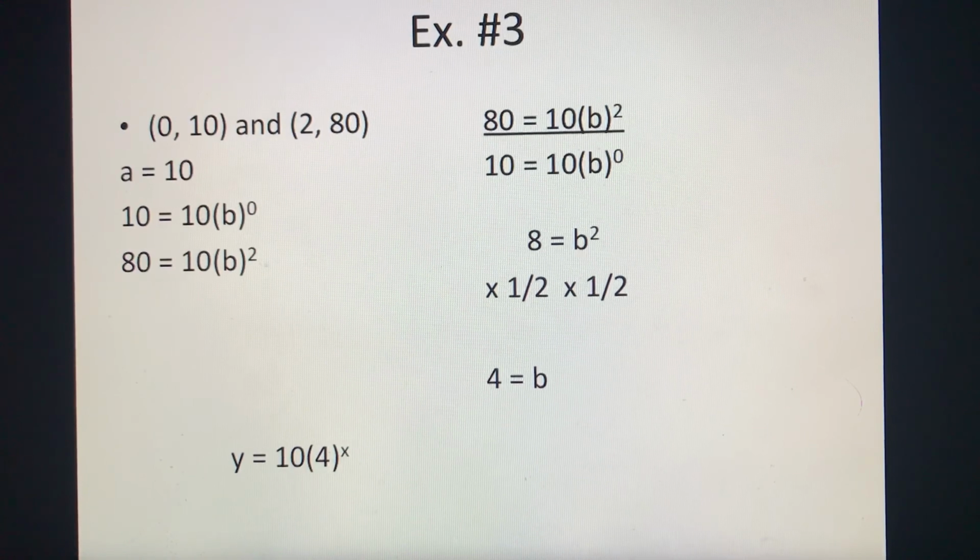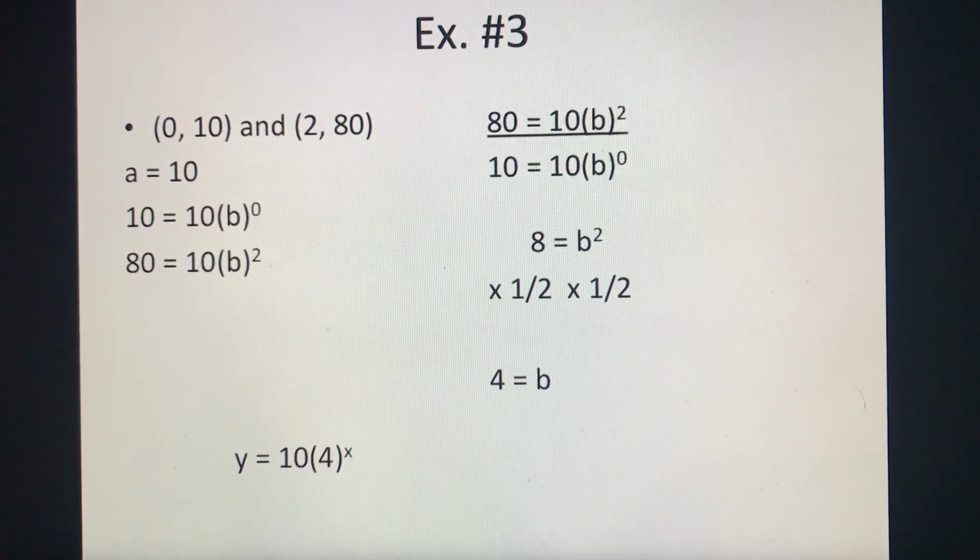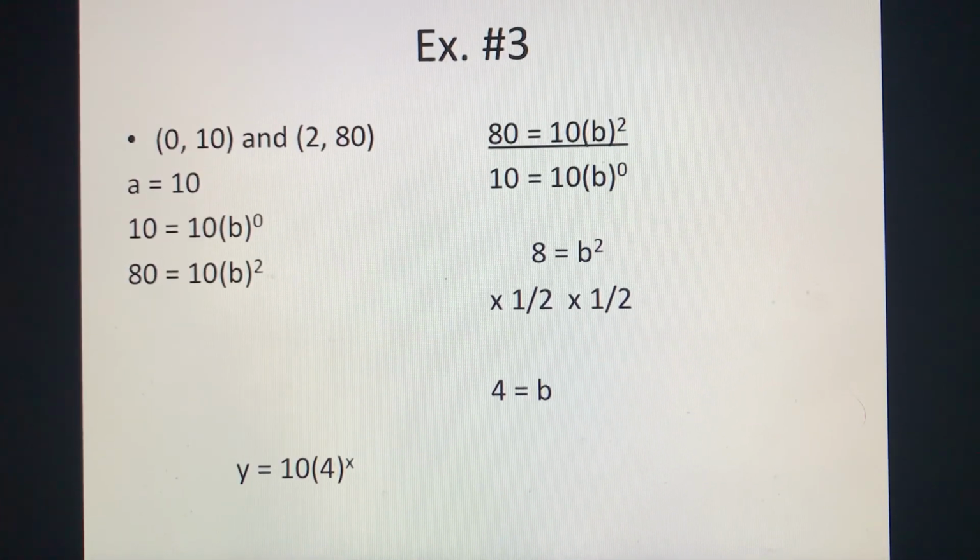Since we already had the a, there's no need to plug it back into our equation. We already know that the final answer is going to be 10 times 4 to the exponent x.